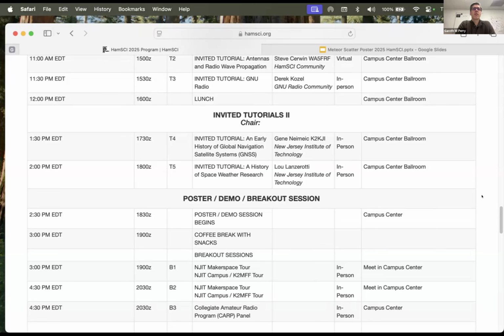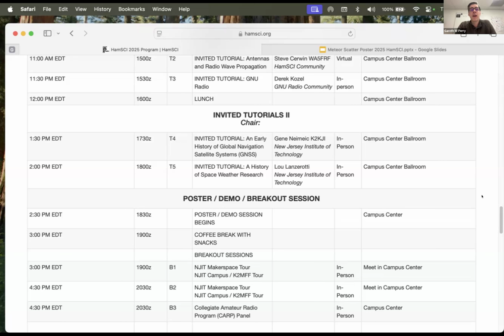Yeah, the other tutorial we have is Dr. Lou Lanzarotti. He is a distinguished research professor here at NJIT. He's been in the field probably as long as Gene there. Lou started out at Bell Labs and then eventually came over to NJIT, but has been studying space weather and the radiation belts and all that fun stuff since the 60s, I think. He's written quite a few books about space weather, about space physics, about great debates in space physics.